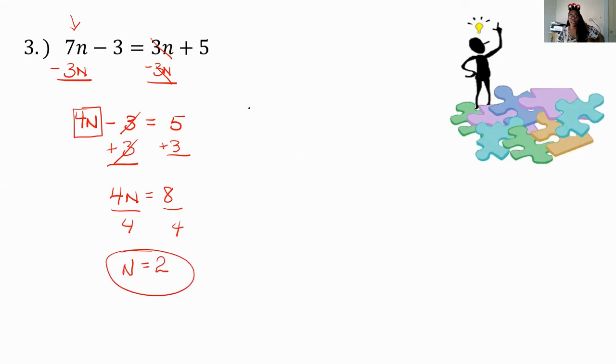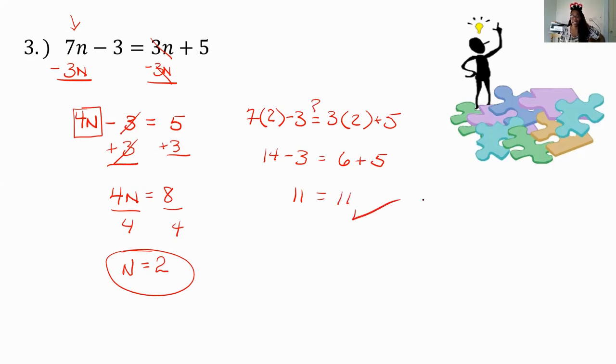So if I go back to substitute, wherever I see an n, I'm going to put a 2. So 7 times 2, that gives me 14 minus 3. 3 times 2 gives me 6 plus 5. 14 minus 3 gives me 11. 6 plus 5 gives me 11. Is that a true statement? Yes, it is. Okay? So hopefully we're kind of getting this.